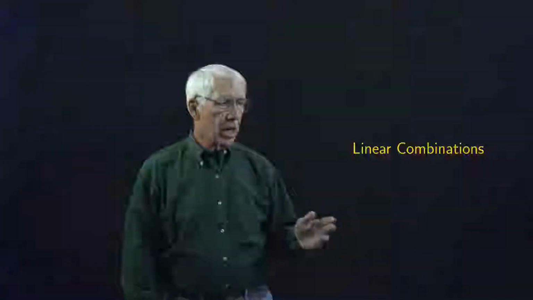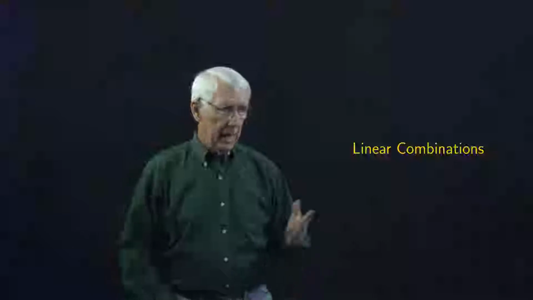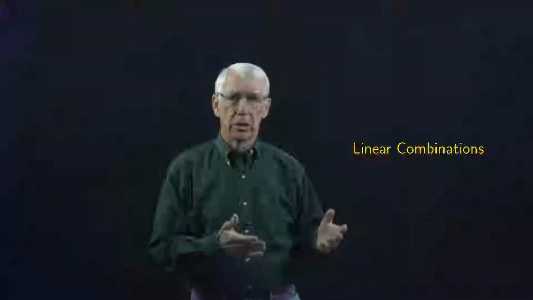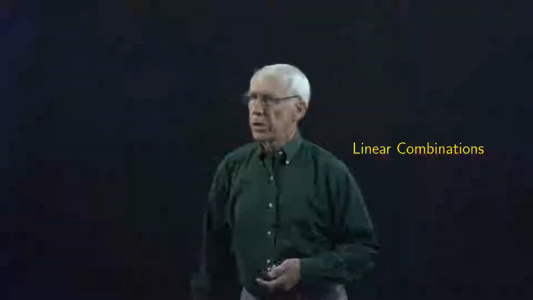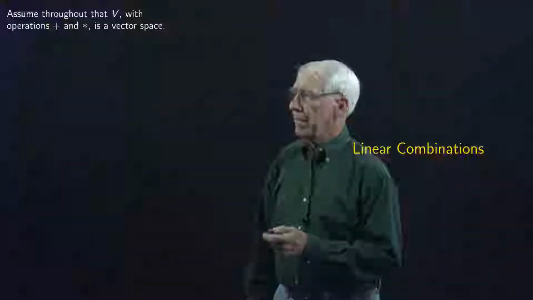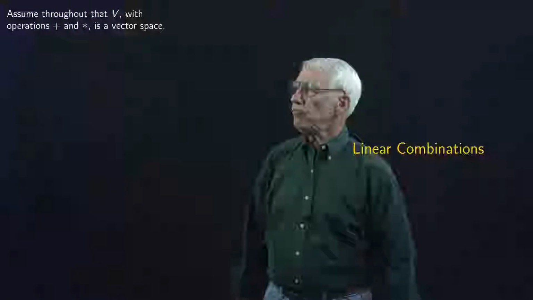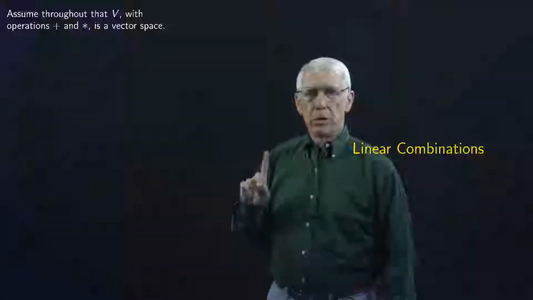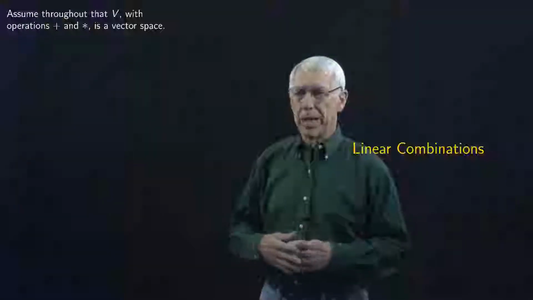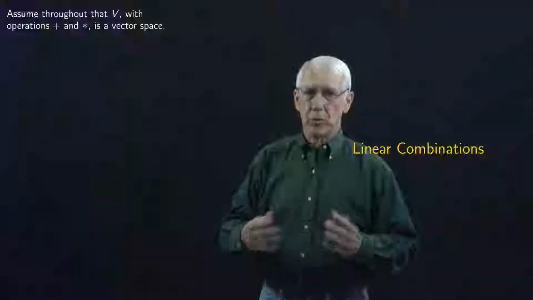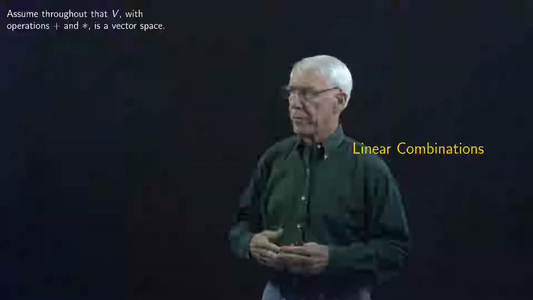Today we are going to talk about linear combinations. Linear combinations are linear combinations of vectors. So of course we're going to be in a vector space, and we'll just use the generic letter V for that vector space throughout. So I won't keep saying that V is a vector space; we'll just assume that throughout.